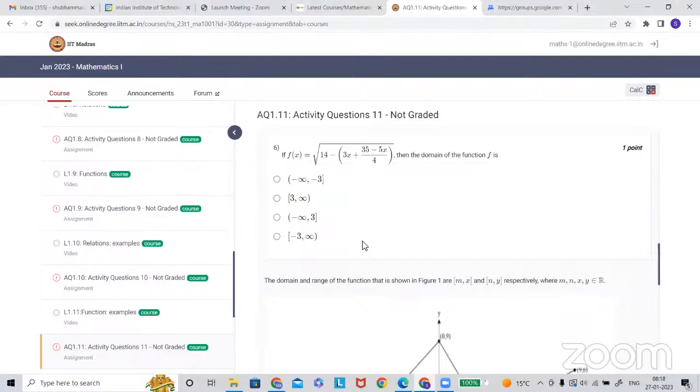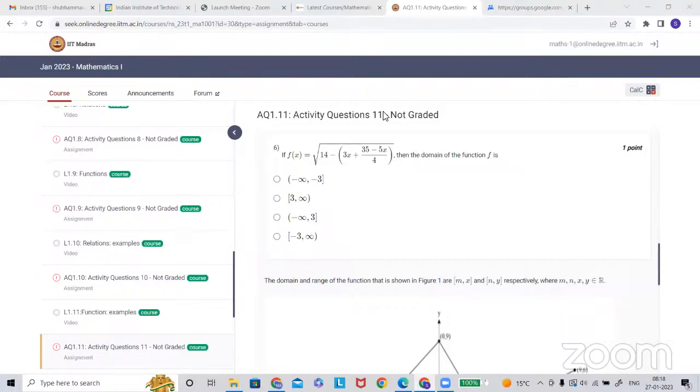Let me finish that. So some root is given. What is the property of the root function? The inside thing should always be positive. So something is under the root over some expression, and that means your expression should be positive. First reach there. Now try to solve that expression and then find in which domain this expression is going to be positive. That's the meaning.